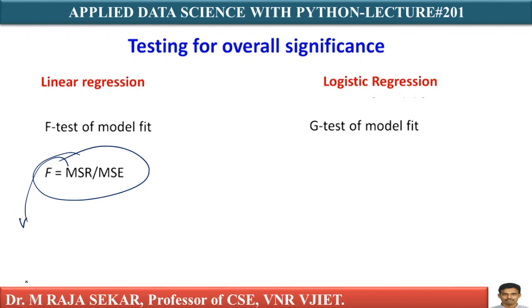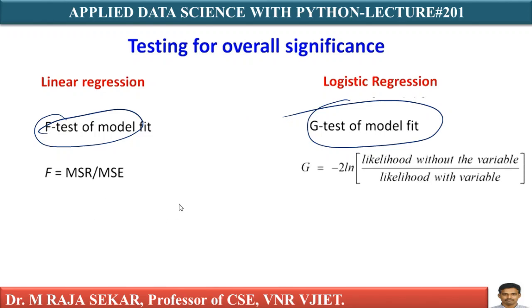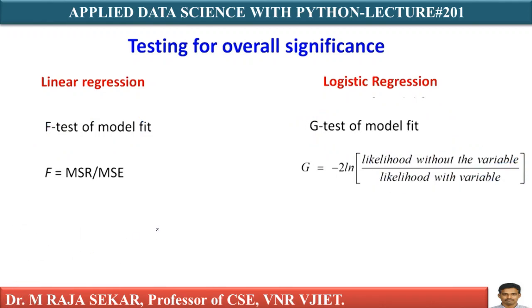For logistic regression, the corresponding test for testing overall significance of the model is, here you have the F test, here you have the G test. What is the formula for the G test? Capital G equals minus 2 ln, where ln means natural logarithm, of the likelihood without the variables over likelihood with variables. The numerator is without, the denominator is with variables, isn't it?